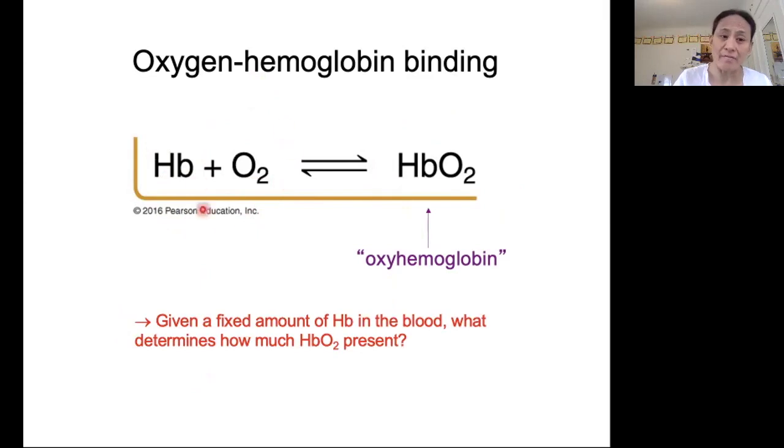So if we have a lot of oxygen, that is going to drive the equation in the rightward direction, and it's going to favor the formation of oxyhemoglobin. If we have a low O2 concentration, what's going to happen is we're going to favor the dissociation of oxygen from hemoglobin, okay? This is physiologically relevant because, as we covered in the last portion, we have different partial pressures of oxygen at different locations in our bodies, okay?